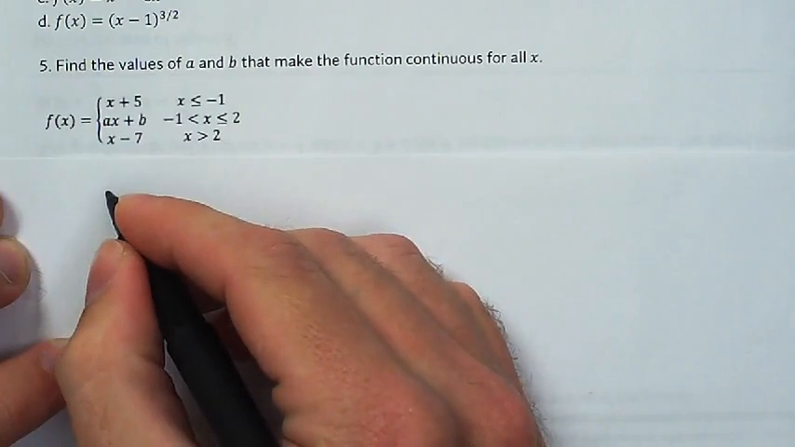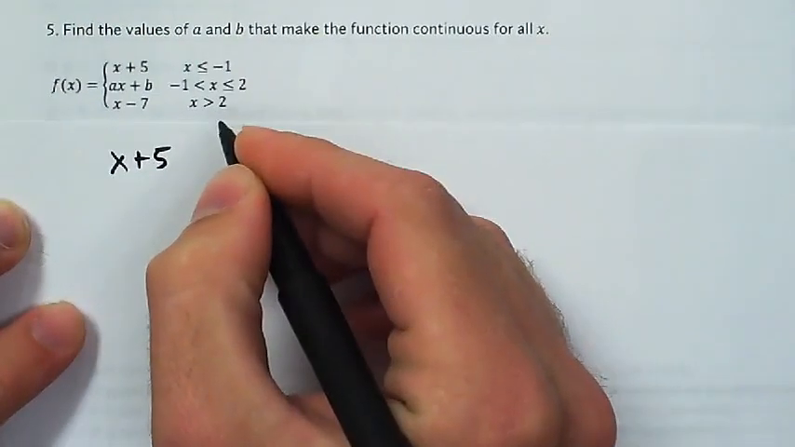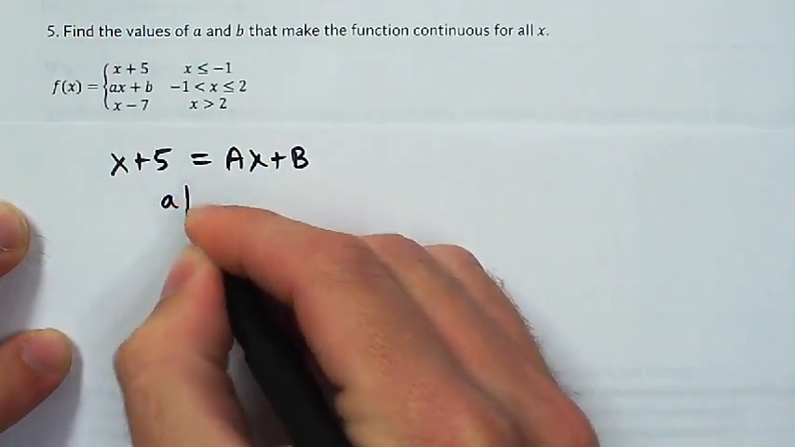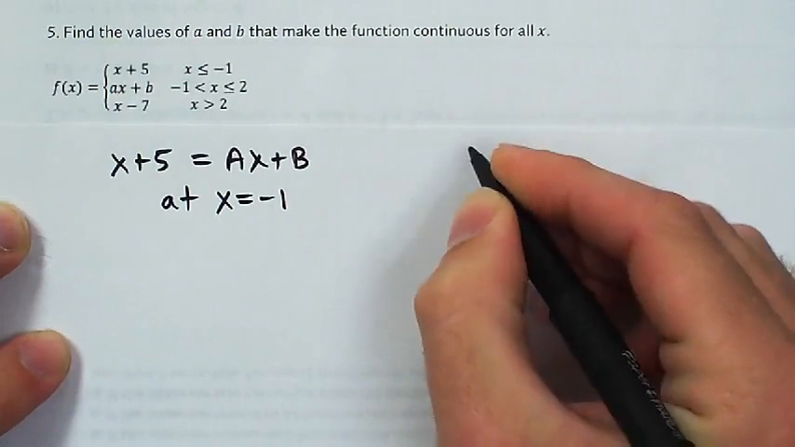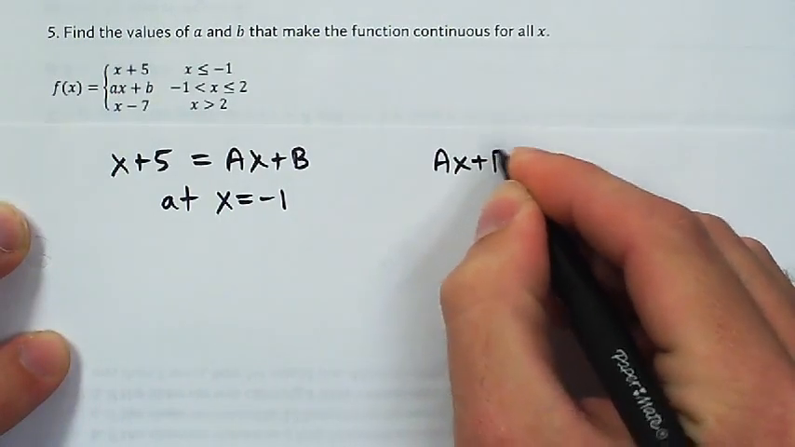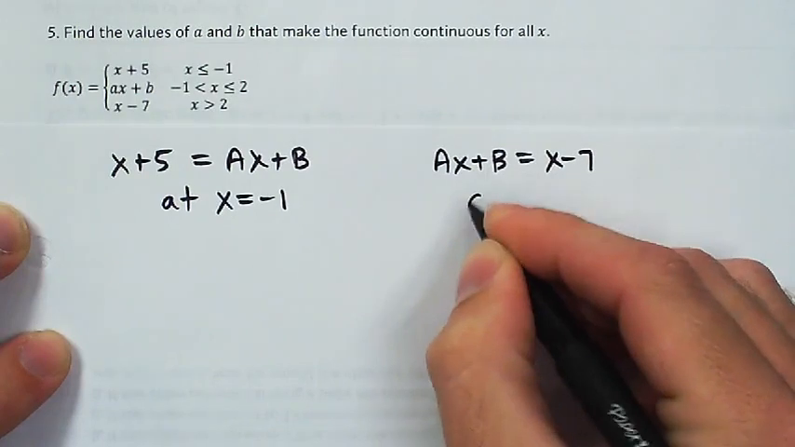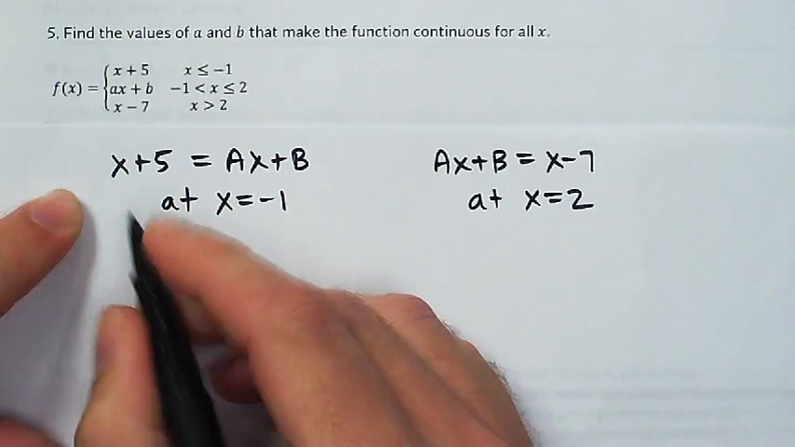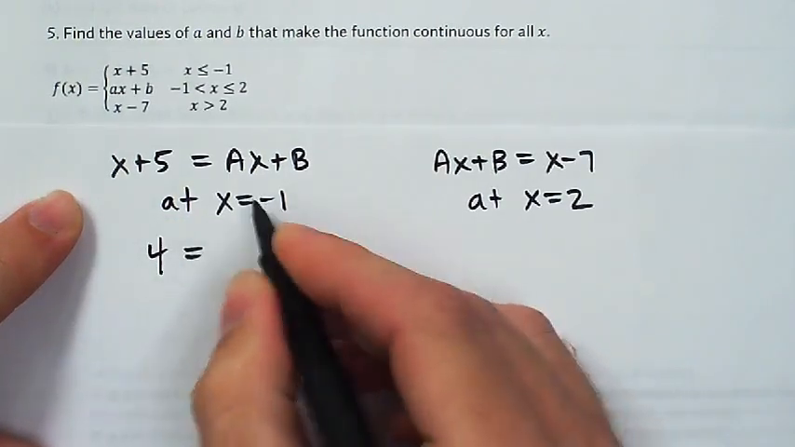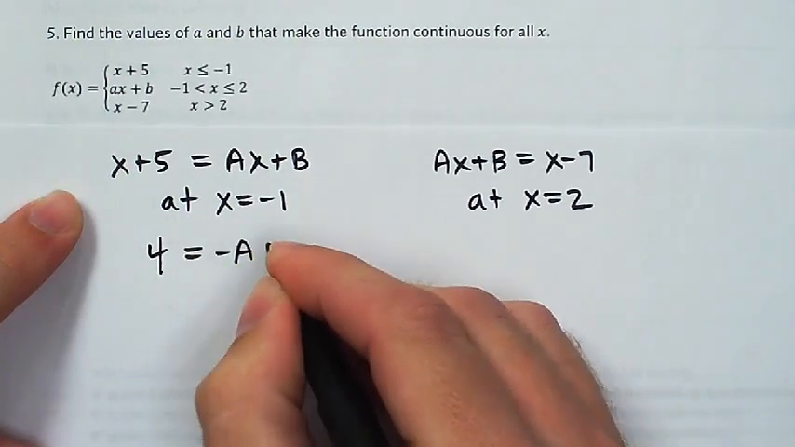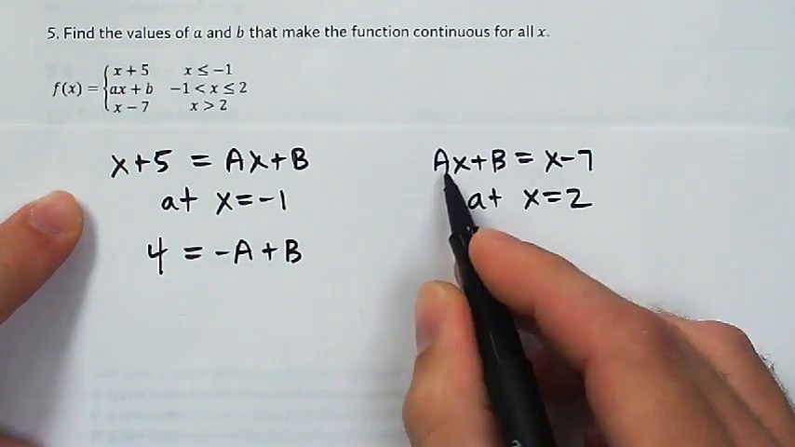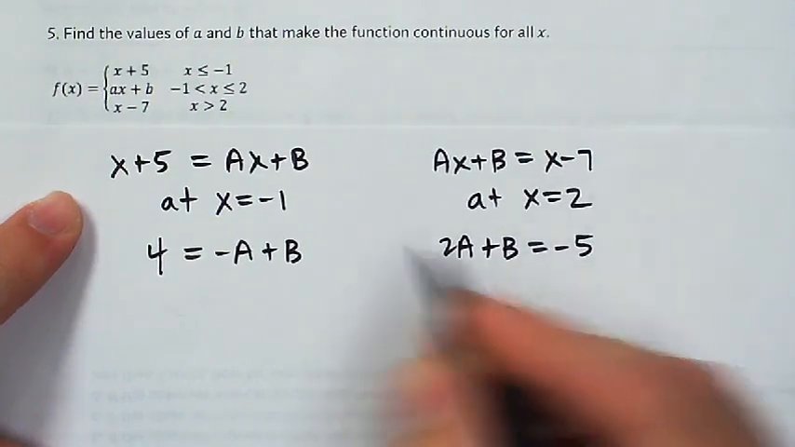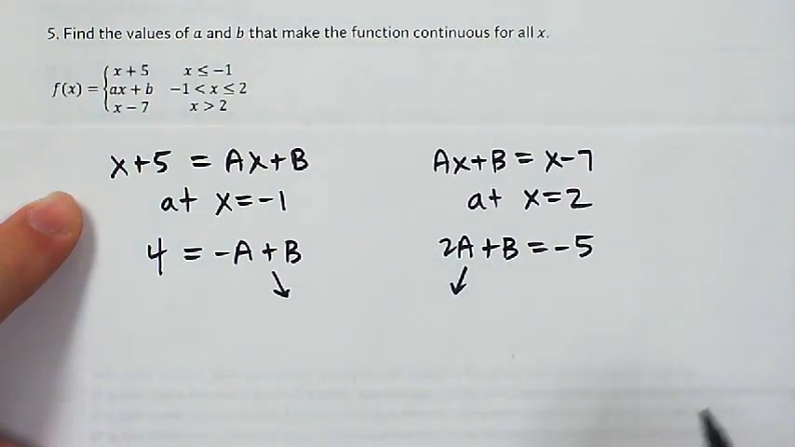So what I'm going to say is I need x plus 5 to equal ax plus b at the point where x equals negative 1. And I'm also going to need ax plus b to equal x minus 7 at the point where x equals 2. So I'll plug in my x value: negative 1 plus 5, that'll be 4, equals negative 1a plus b. And then when I plug in x equals 2, I'll have 2a plus b equals 2 minus 7, which is negative 5. That's going to be my system.